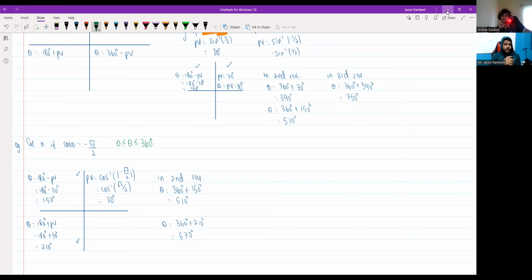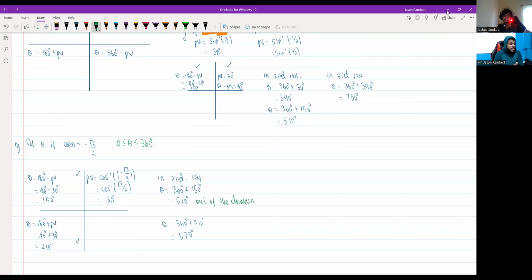Whenever you have a domain attached, you have to keep calculating until you go outside of the domain. You have to keep calculating. So in a case like this, when the domain is 0 to 360, I'm looking for angles between 0 and 360 degrees. As soon as I jump into my second revolution and show the calculation, theta is also 510 degrees, but it's out of the domain, which means it's not a valid answer for this domain.